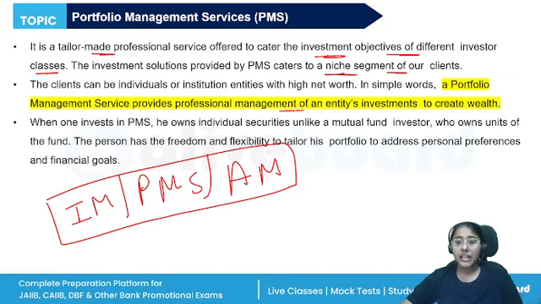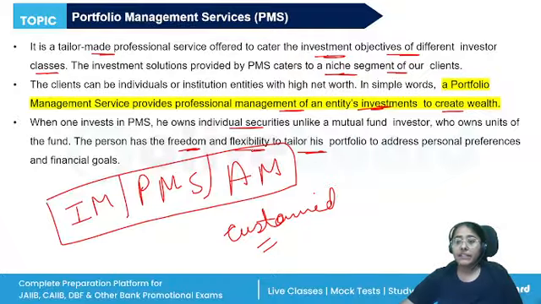So, professional management of an entity's investments to create wealth. If the individual already owns individual securities, they will get customized one-to-one management services. All right. So, tailor-made, freedom, flexibility, these are all the advantages of portfolio management. All right. So, there's asset allocation, diversification, rebalancing.